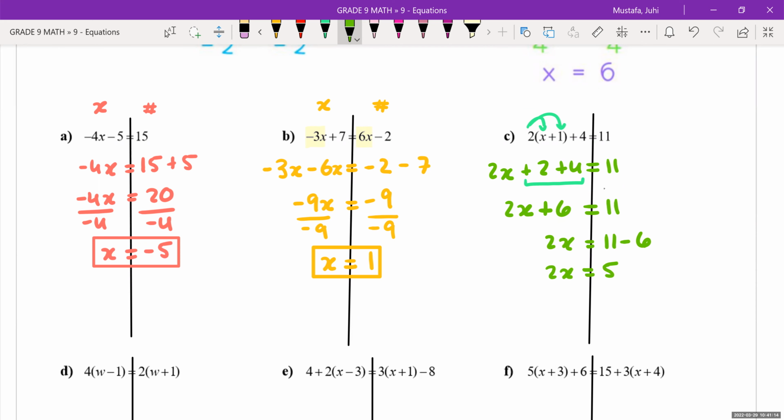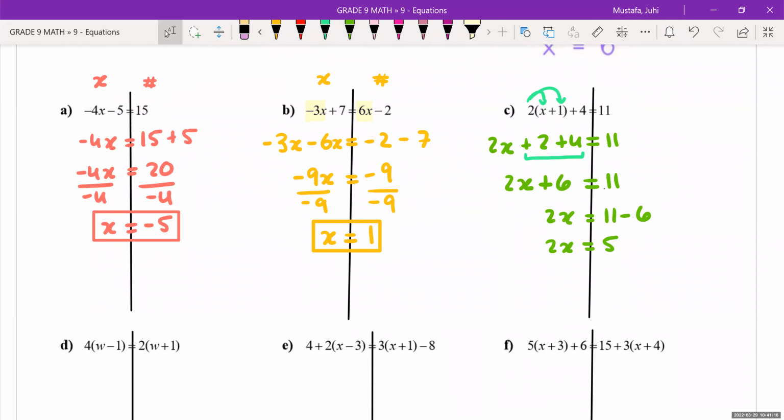And finally, we have a question which does not give us a whole number. So when I divide this by 2 and I divide this by 2, I'm left with a fraction of 5 over 2. And there's absolutely nothing wrong with that. You don't always have to have whole numbers. Your x can literally be anything in the world. Which means it could be decimals, fractions, whole numbers, anything.